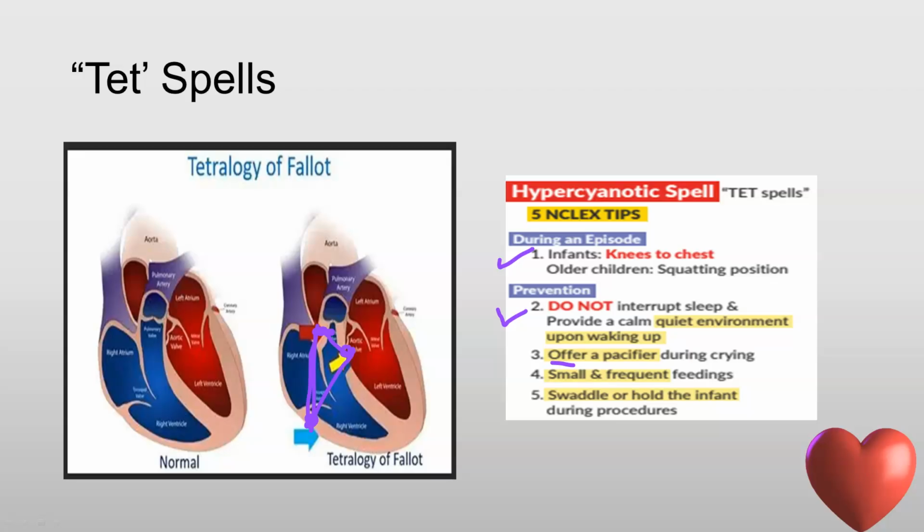We can offer a pacifier during crying to help calm them. Provide small, frequent feedings. Again, if you can't breathe, you can't eat. And then we're going to have our clients or our family members swaddle or hold the infant during procedures, just to make them as comfortable as possible and include them as part of the process.